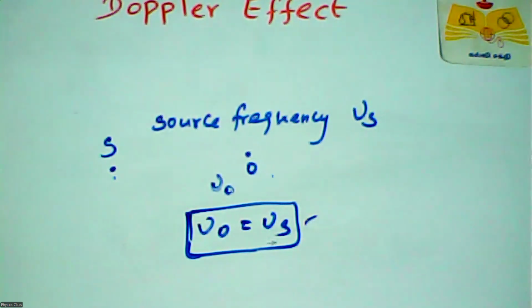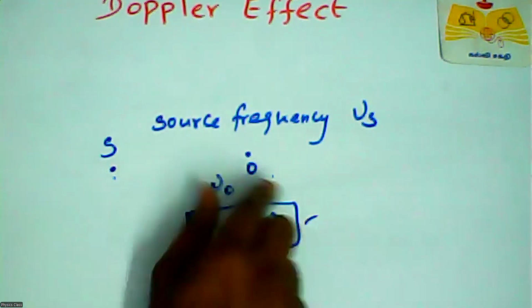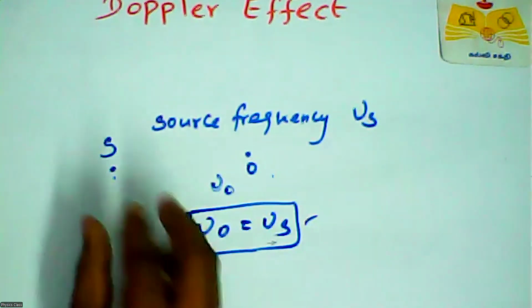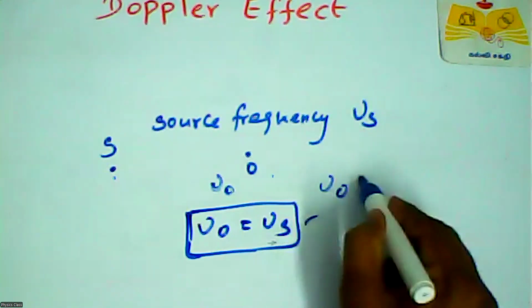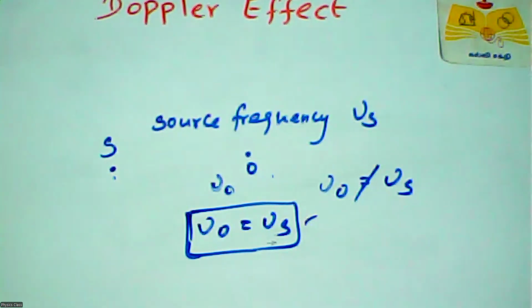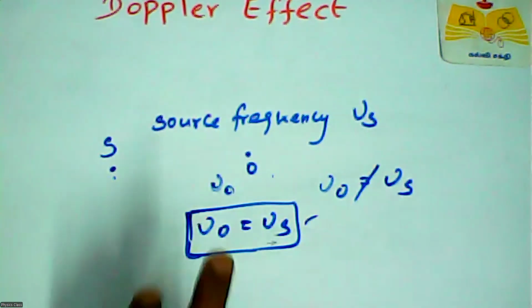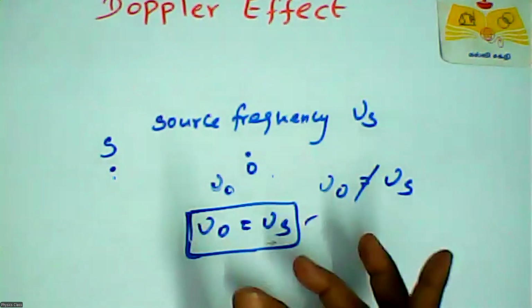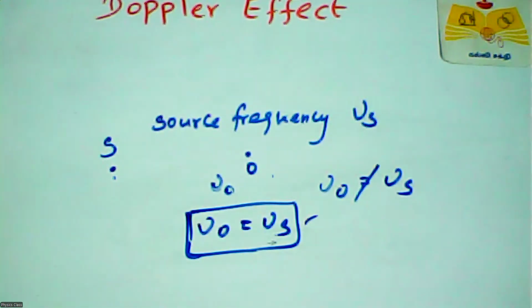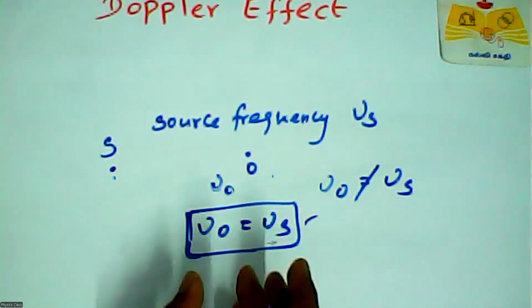But if either the source or the observer moves, or both move, then V naught is not equal to Vs, because there is a change. That is when the source and the observer are in relative motion with respect to each other, and to the medium in which sound propagates. The frequency of the sound wave observed is different from the source frequency, because there is a relative motion between them. This phenomenon is called the Doppler effect.